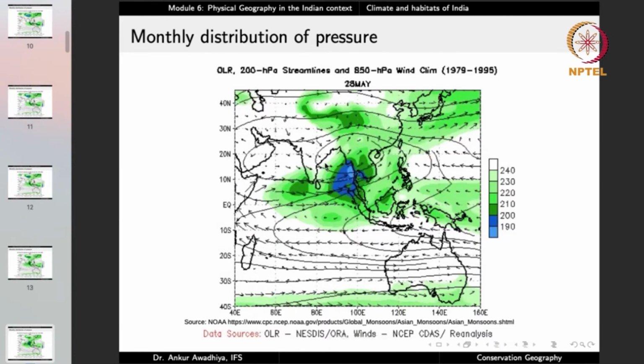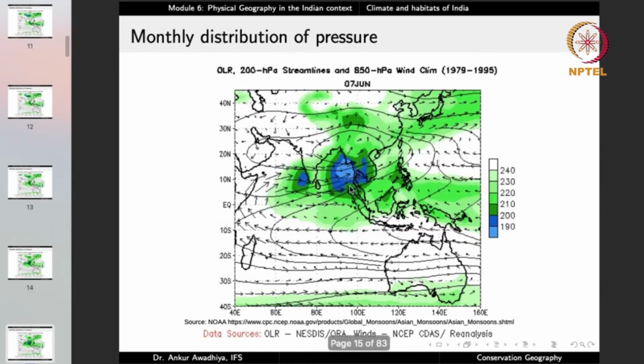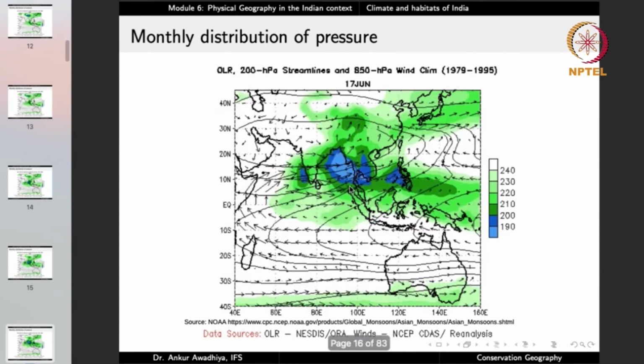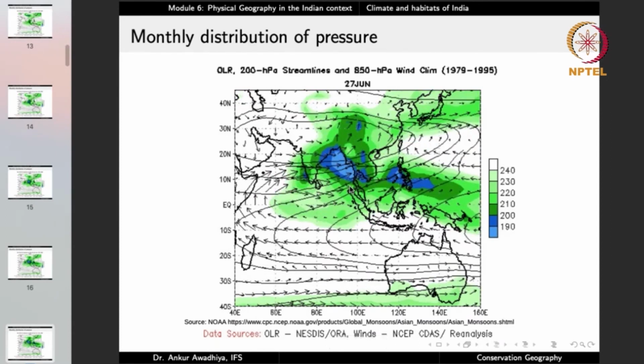So by 28th of May, you observe that some portions are now having a low pressure because of heating over all of these months. This is 7th of June, then 17th of June, 27th of June. Now this is nearly the monsoon season. Now in this period you can observe that the wind directions, because you have a low pressure that has been generated in this portion, so now the winds are moving from the southwest portion to the northeast portion.